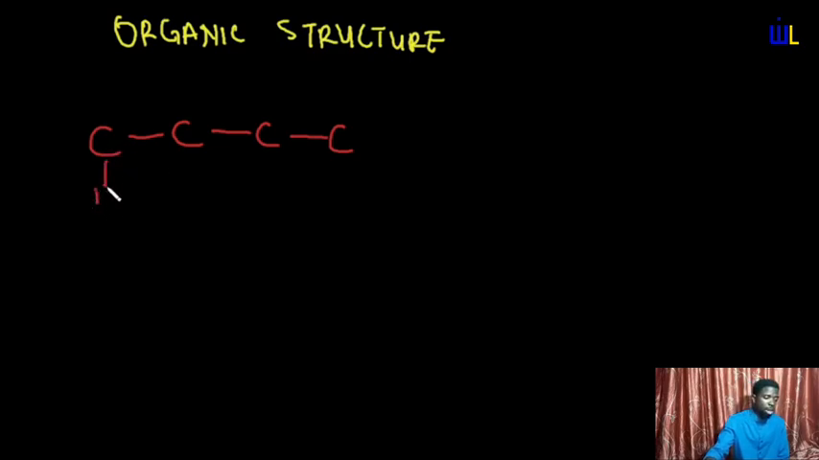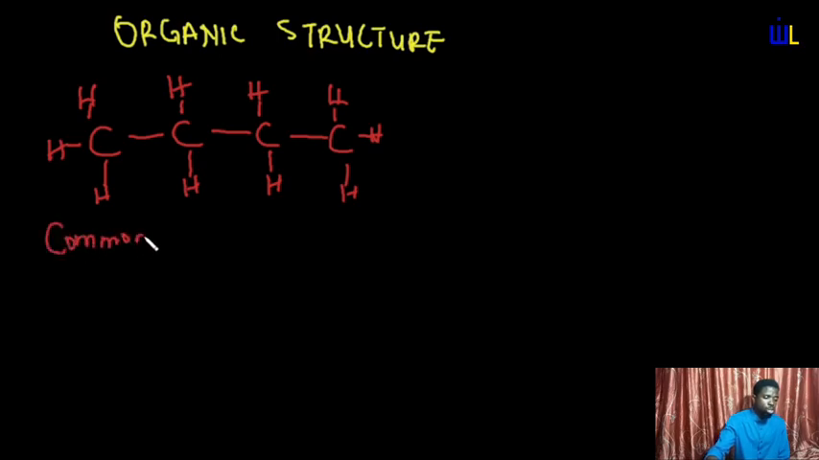So you have hydrogen 1, 2, 3, and then you have a bond here 4. Here you have 1, 2, so fill it with hydrogen 1, 2. Here you have 1, 2. Here you have 1, 2, 3. And this particular way of representing an organic compound is what we refer to as common structure.